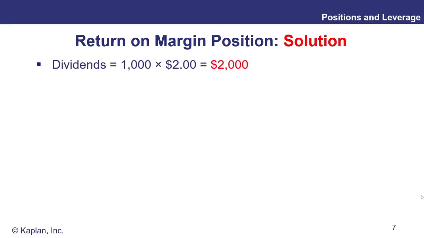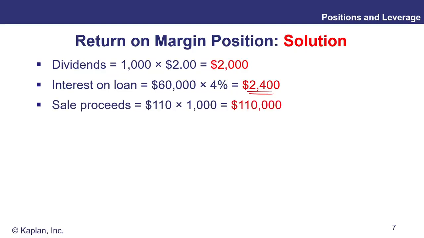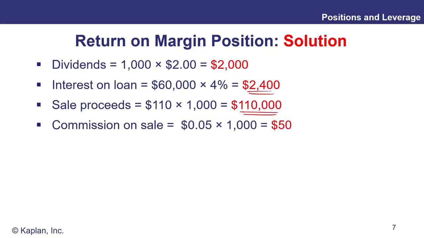So at the end of the period, we'll have received dividends of $2,000, so $2 per share. We have to pay interest on the loan. Remember, we borrowed $60,000 on margin. Now that 4% was the margin loan rate, so that's interest of $2,400 that we have to pay. Happily, the shares have gone up in value, so $110 times 1,000 shares gives you $110,000. We do have to pay trading commission again. It's 1,000 shares at 5 cents, so it's the same commission as before, $50.